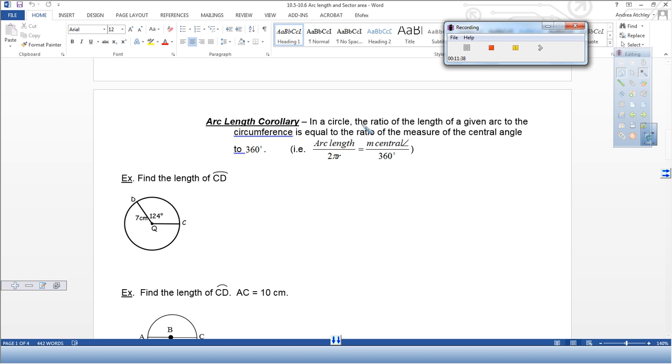Okay. There's a formula in a circle. The ratio of the length of a given arc to the circumference is equal to the ratio of the measure of the central angle to 360. So what percent of my circle the central angle is will be the same percentage that the arc length will be to the whole circumference. So you can memorize this, or no, you're going to find the percentage of it.